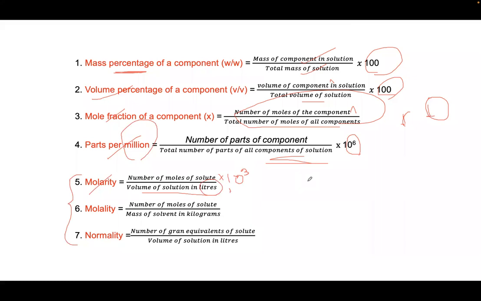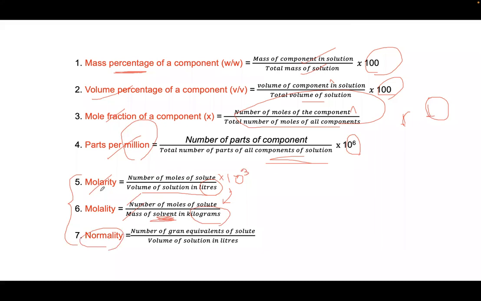Then comes molality. Molality is again something similar, but here we are taking care of the mass, and we are not considering the mass of the solution in the denominator, but the solvent. So it is the number of moles of the solute divided by the mass of solvent in kilograms. Again, if the mass of the solvent is given in grams, you will be multiplying the numerator by 10 to the power 3 to make it equal.